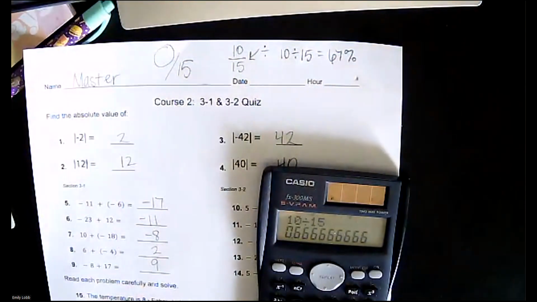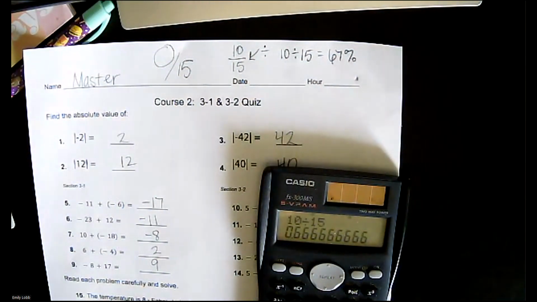So an A or A minus is in the 90s. A B plus, B, and B minus would be in the 80s. In the 70s are your C pluses, C's, and C minuses. And the 60s are D's. Anything less than a 60 is an F.